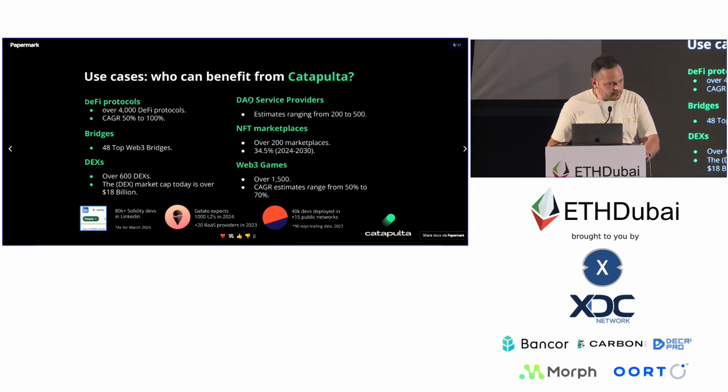The use cases are pretty simple. We all know that there are a lot of DEXs, bridges, DAOs, NFT marketplaces, and so on and so forth. Our market consists mostly of developers, and if you just go into LinkedIn and type in Solidity developers, you already see more than 80,000 Solidity developers registered. And Gelato expects more than 1,000 layer 2s this year, and 40K devs deployed on 15 public networks if we go into the 90-day trailing data from last year.